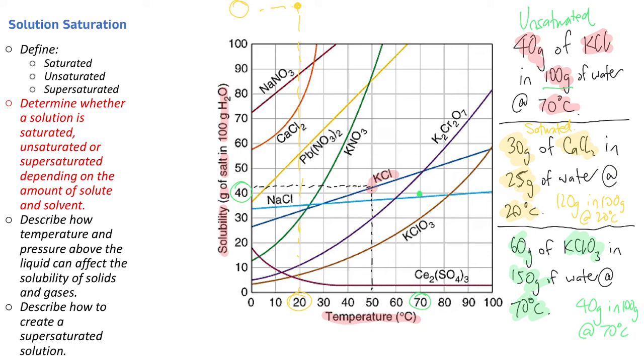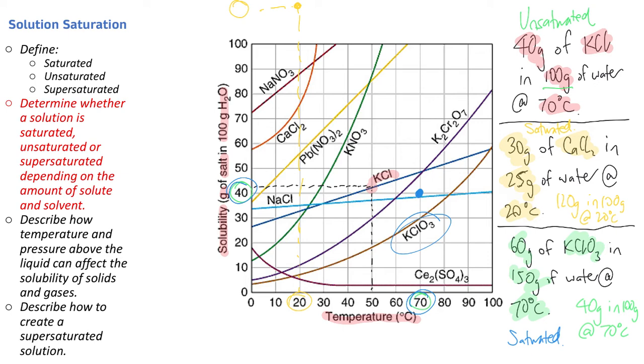Let's go find that point. We'll use the blue color, even though I didn't use the blue highlighter. 40 grams at 70 degrees Celsius, so 70 degrees Celsius again, right? 40 grams again over here. So it's again at this point here. Oh, wow, look at that. Okay, and it is of KClO3, which is this one here. Okay, and so that is above that line, so that one is saturated as well.